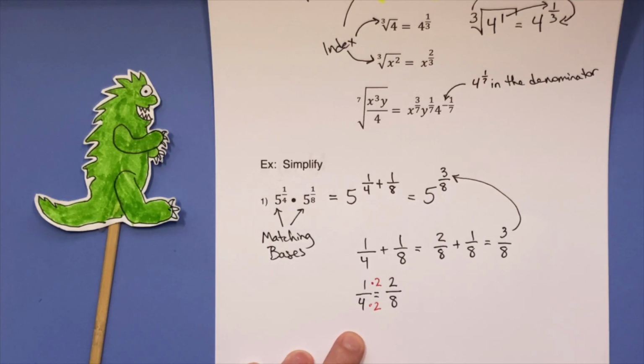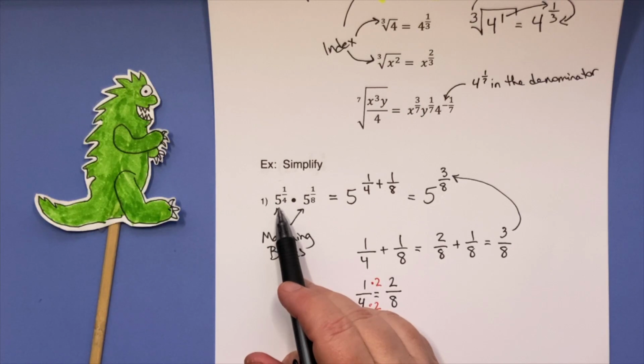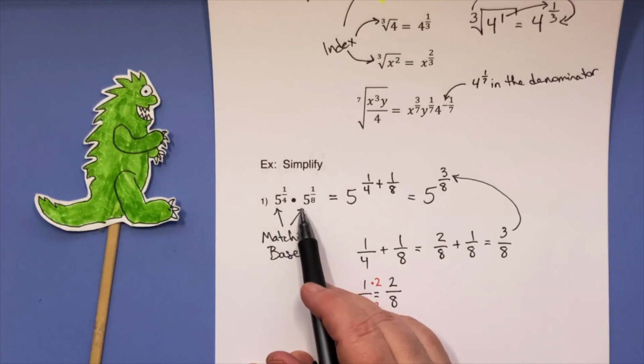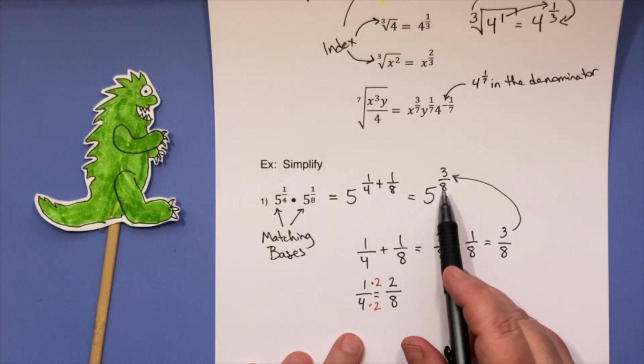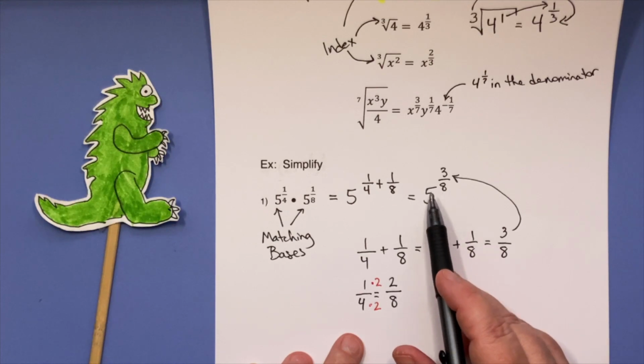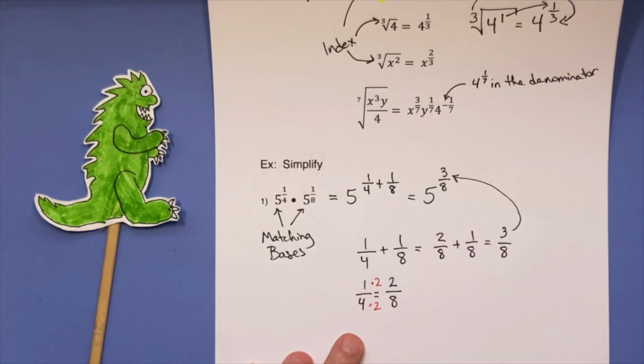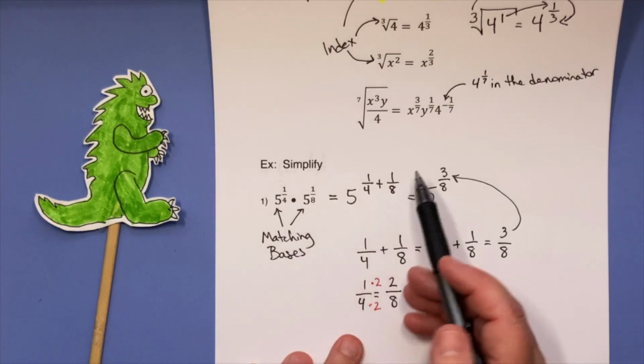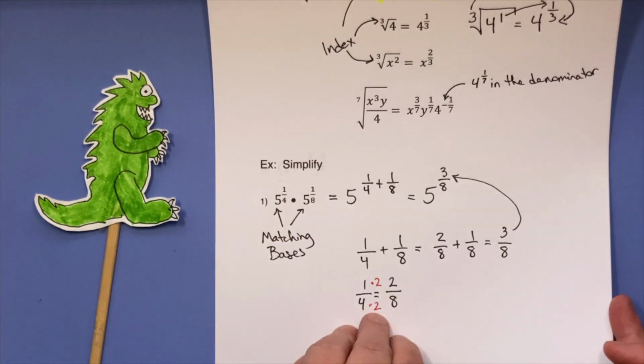Now, there's something interesting happening here because this is the 4th root of 5. This is the 8th root of 5. And we're saying that this is going to be the 8th root of 5 cubed. So there's some really interesting algebra happening here. But right now, all we're doing is just manipulating the exponents. Woohoo!